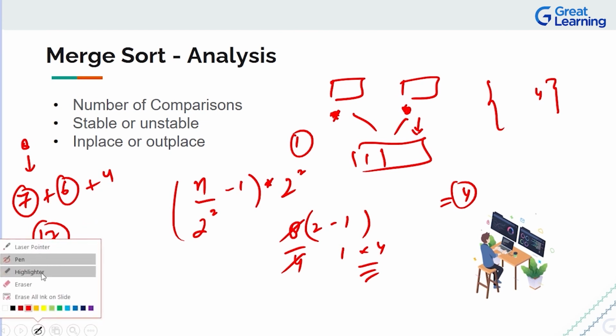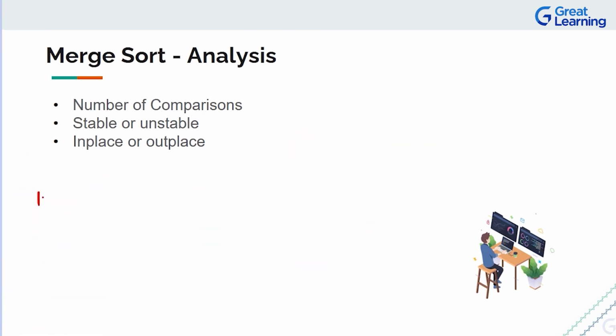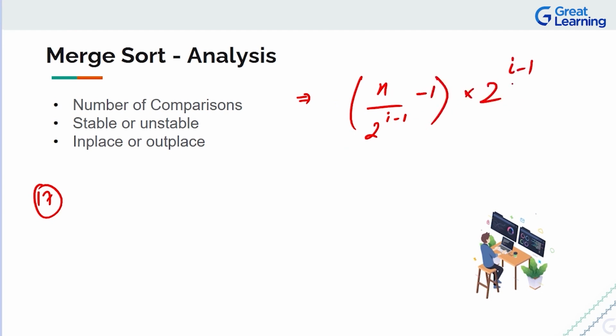So now let's try to evaluate a formula so that we will get this 17 as the number of comparisons. If we evaluate the formula, we have n divided by 2 raised to the power i minus 1, then minus 1, and then into 2 raised to the power i minus 1. Now what is this i? This is nothing but your number of levels, okay? And this level is how many times you are going to get that comparison situation. In this case, n was 8, and we had 3 levels, right?